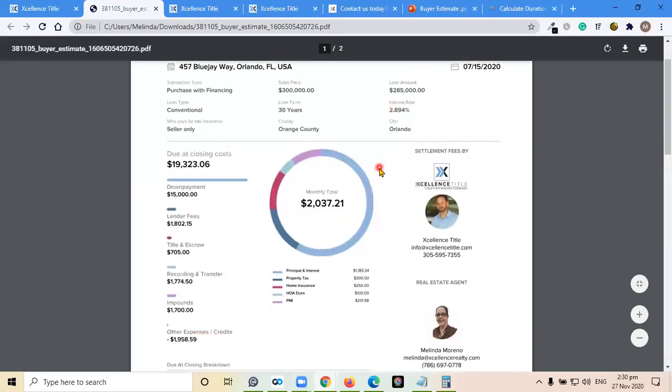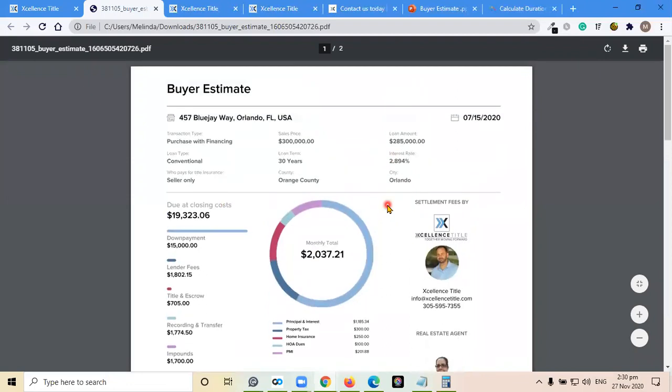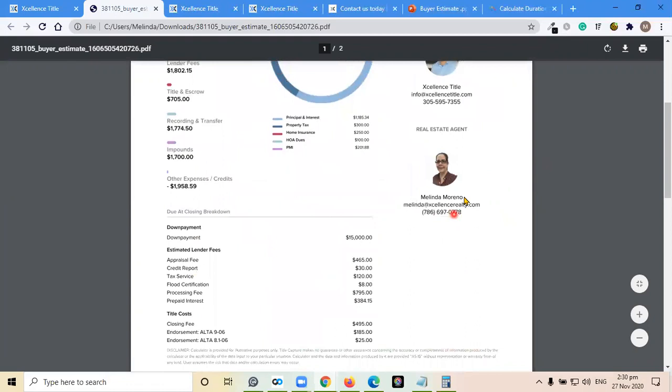All right, so this is how the estimate is going to look once you've downloaded the estimate, and your picture and your information will be right here.